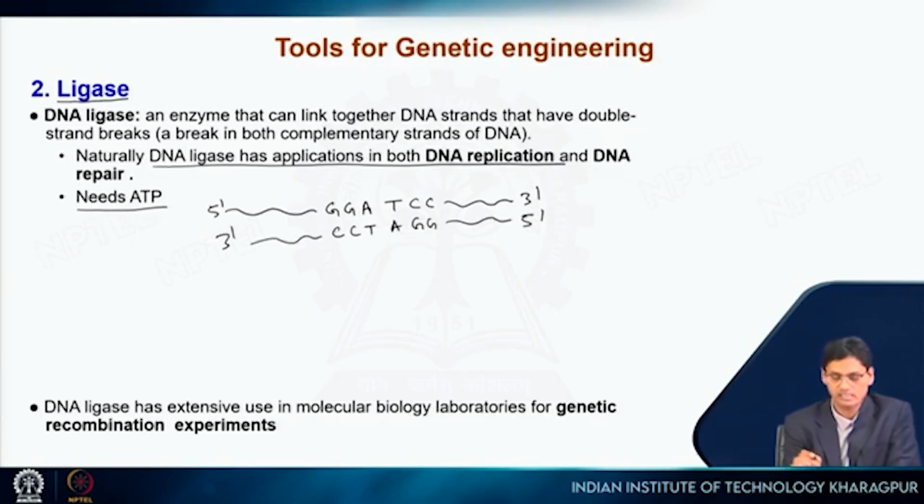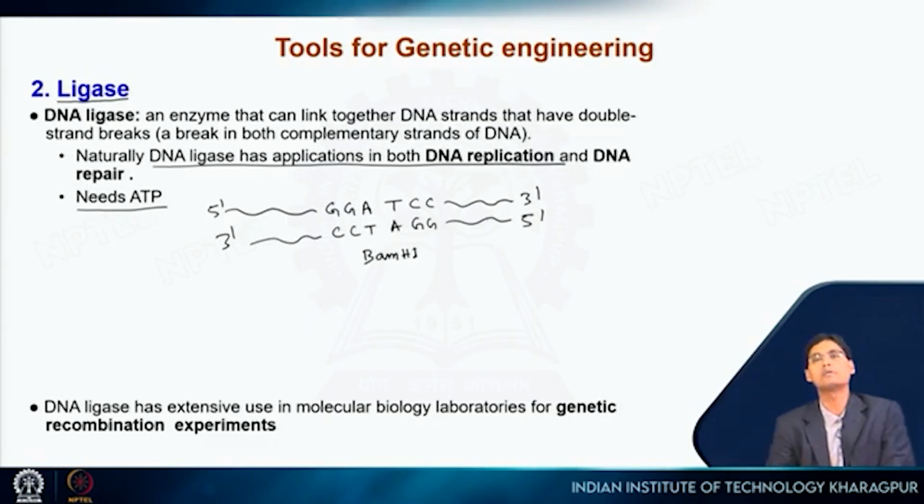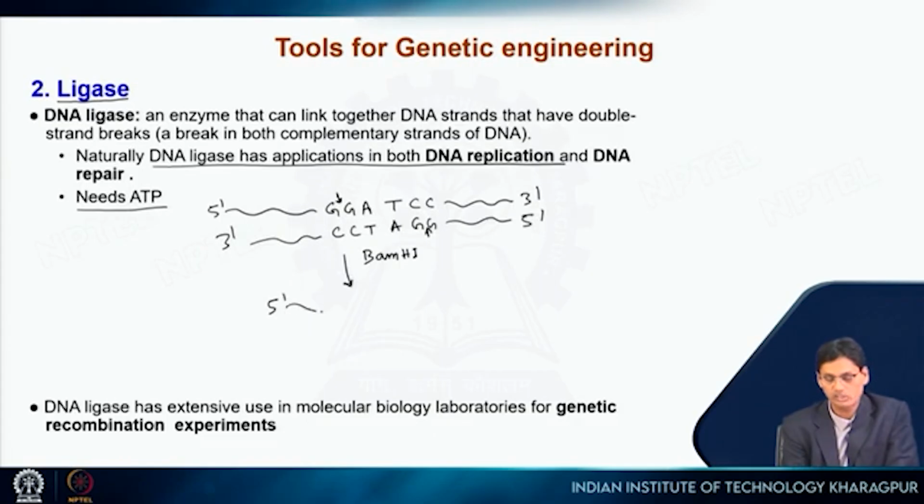So again, this is our DNA, and we are showing only a portion of sequence which can be recognized by one enzyme that is called BamHI. This is also a very common enzyme. Very often we use this enzyme. And this enzyme will cut here. So as a result, after digestion, if you treat this DNA with this enzyme BamHI, then you will get something like this.